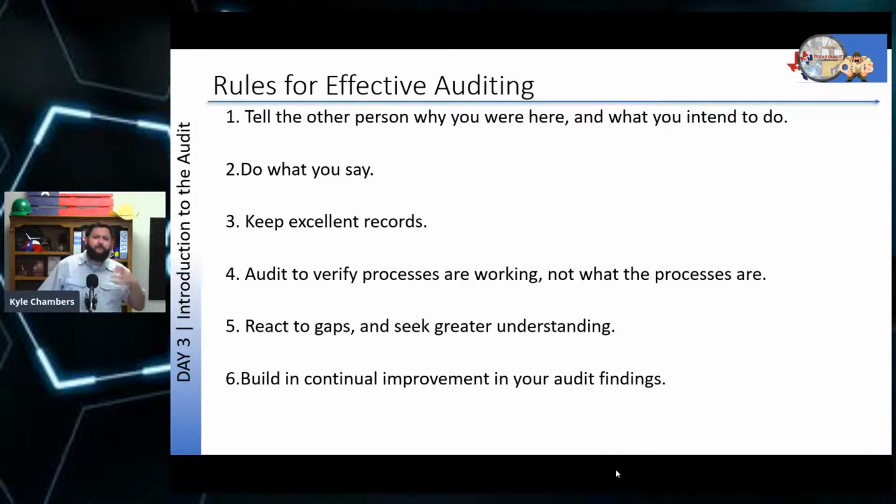So by the time we get to the internal audit, we have developed a management system. We have implemented the management system. We've integrated it with other business requirements, other management system requirements, customer requirements. We are functional, up and running, and ready to go.